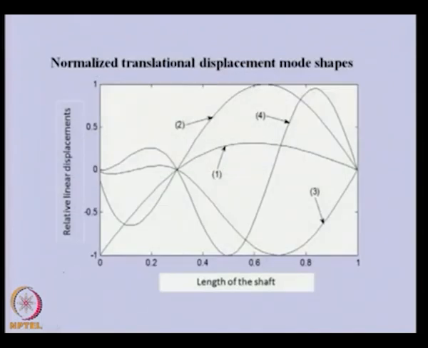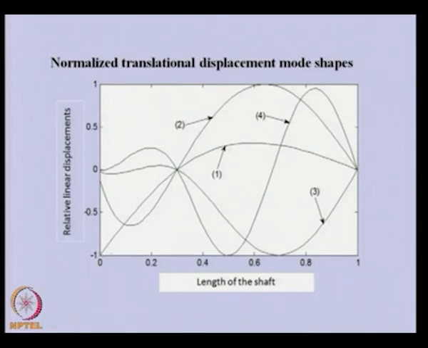And this is the mode shapes, the relative linear displacements. As we discussed in the previous case, on the same lines we can extract the mode shape. So you can see the first mode. Basically this is the intermediate support, this is the other support, because this is the total length of the shaft. So the first mode is like this, the disk position is here.